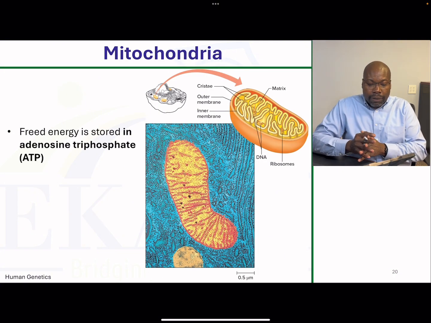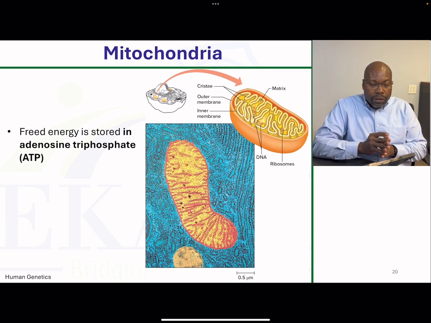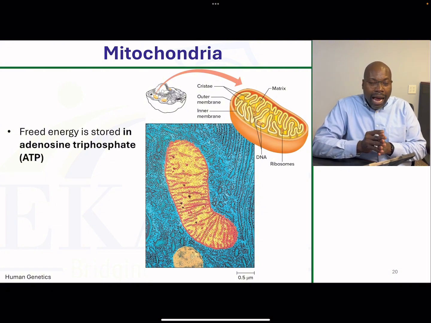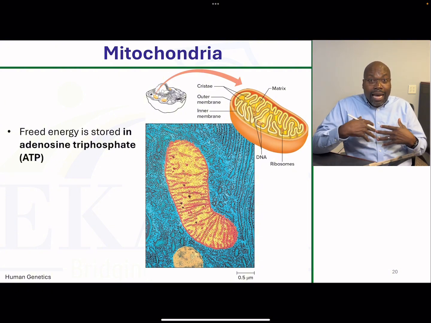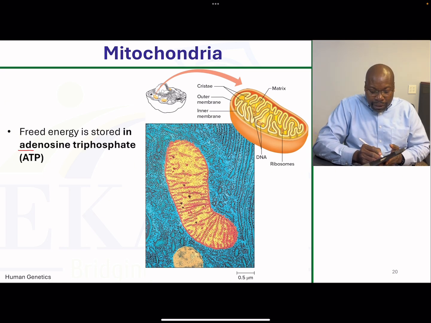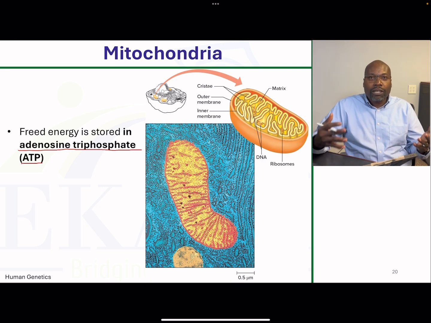Then the mitochondria. The mitochondria actually are very important in energy production. We say that the mitochondria are the powerhouse of the cell, right? They are responsible for converting most of the food we eat from food energy to a form of energy that the cell is able to use. That form of energy is ATP, adenosine triphosphate. That adenosine triphosphate is what fuels the chemical reactions that are happening in the body.